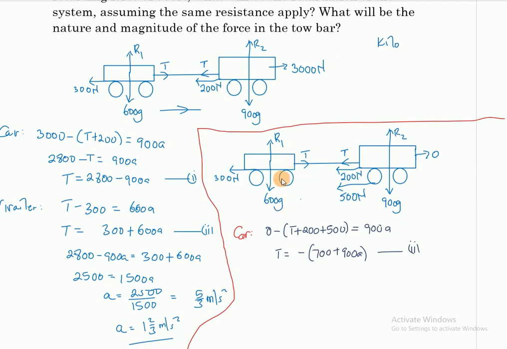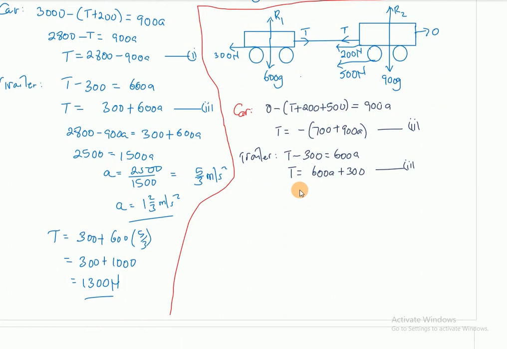For the trailer, we have T minus 300 is equal to 600A, where we have that T is equal to 600A plus 300. Call that equation 2. We can add the two equations, and this one is equation 1.